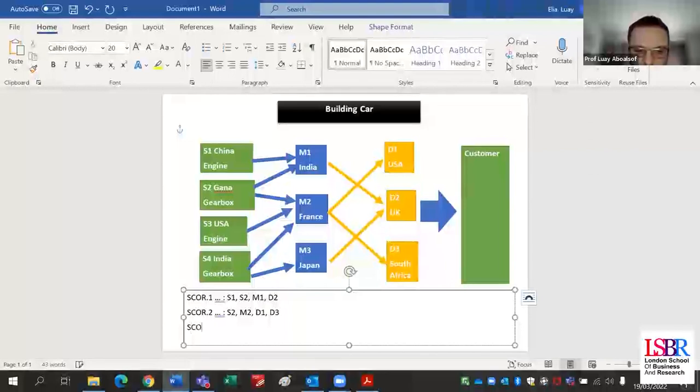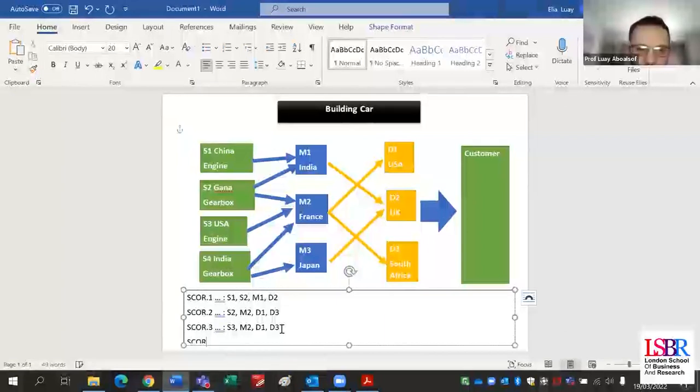Next, SCOR three. S3 from USA engines is going to France, M2. And again, from France going to D1, D3 again. From France going to both USA and South Africa's distribution.